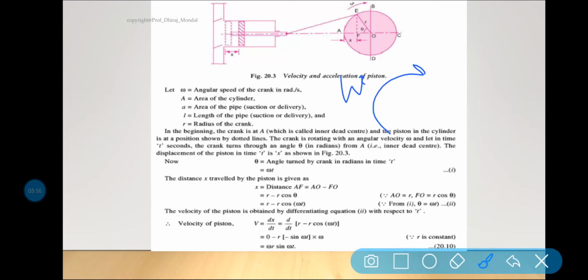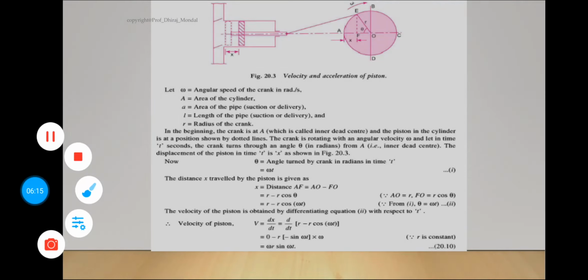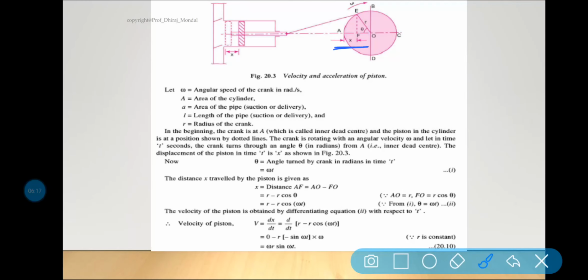It is rotating with omega. Angular speed is your omega, radian per second. Let us consider R is the radius of the crank. Now you can see when it reaches point E, from this point E draw a vertical line. So this is your x displacement actually. Am I right?